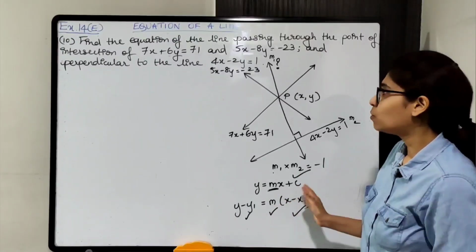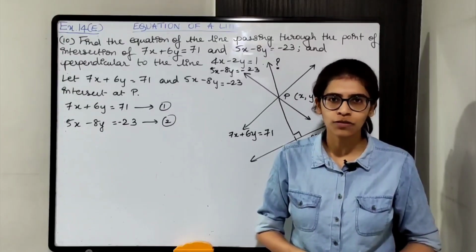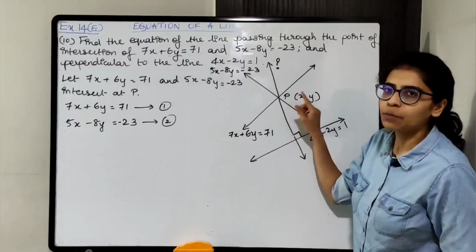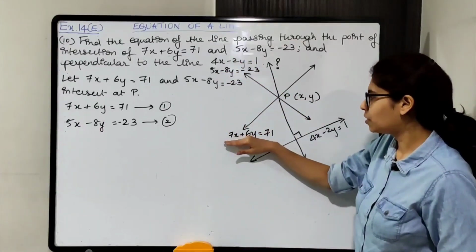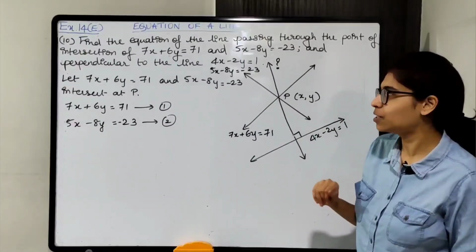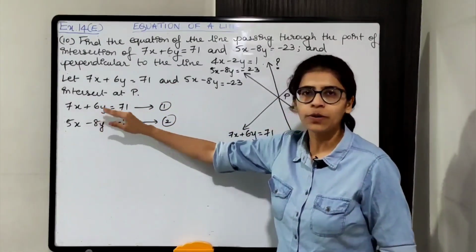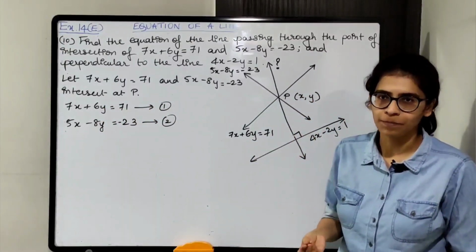Okay. So let us solve now. Draw the figure first and then start with the solution. First we'll find the coordinates of point P, which is the point of intersection of 5x minus 8y equals minus 23 and 7x plus 6y equals 71. So write down the statement. Also we'll number the two equations because we'll solve and find the coordinates of point P.